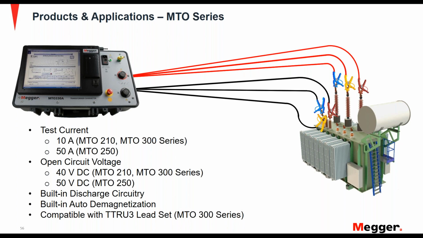Now, the next aspect was the open circuit voltage. This is very important to ensure that the transformer core is driven into saturation to get a stable resistance measurement. So for the MTO 210 and 300 series, you have an open circuit voltage of 40 volts, whereas for the MTO 250, that open circuit voltage is 50 volts DC. Of course, to address the safety concerns pertaining to winding resistance measurement, the MTO series has built-in discharge circuitry as well as auto demagnetization features. And if you have similar equipment such as the TTRU3, that lead set can be used with the MTO to perform testing.